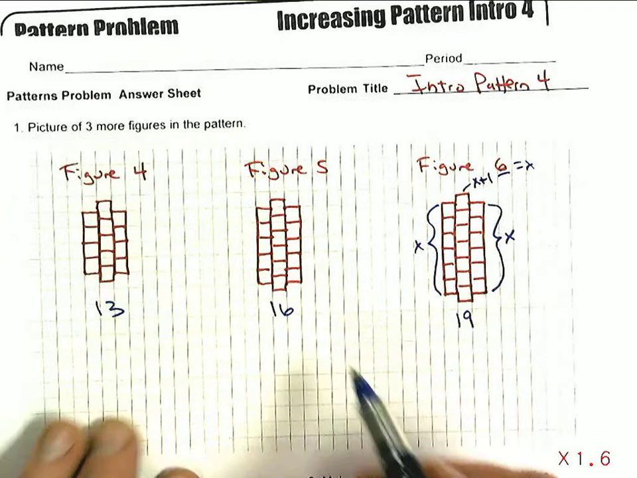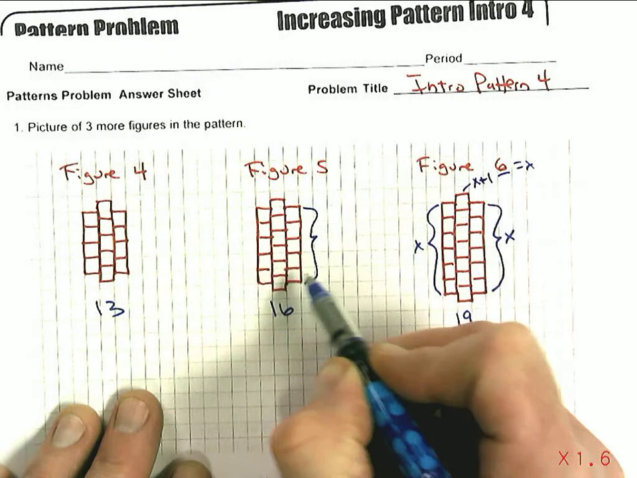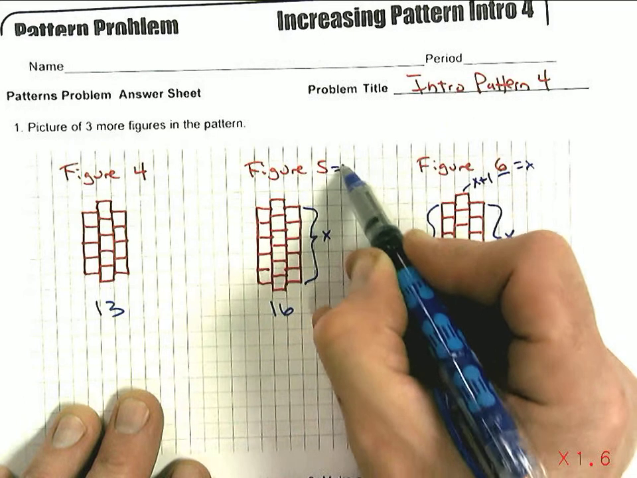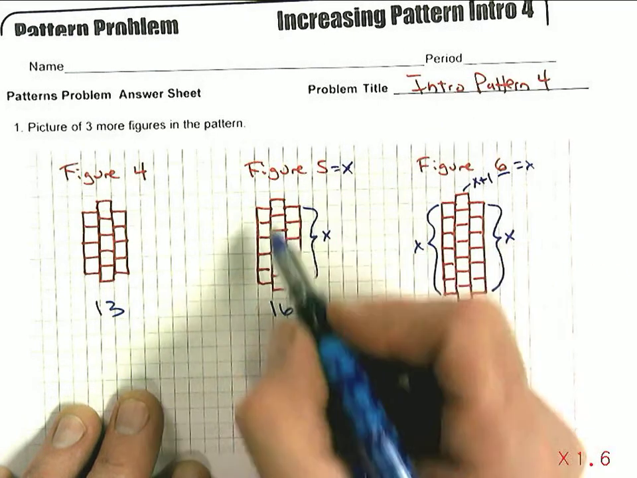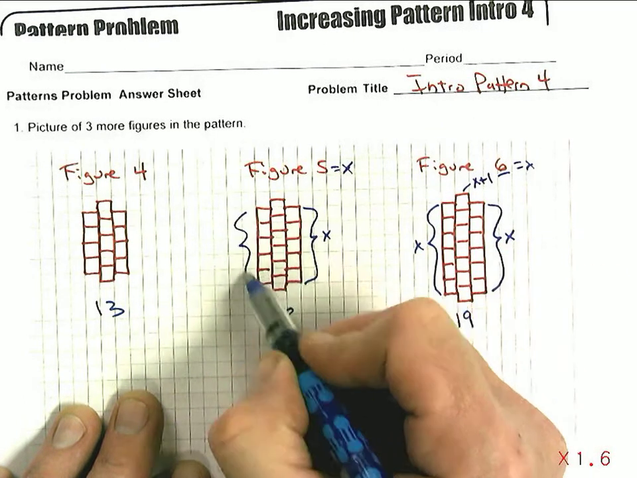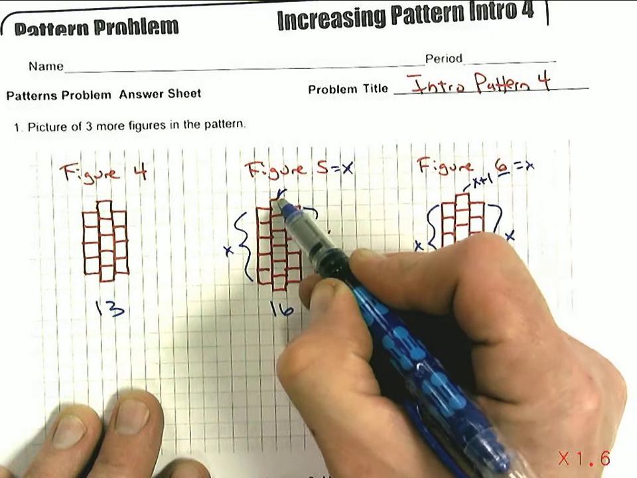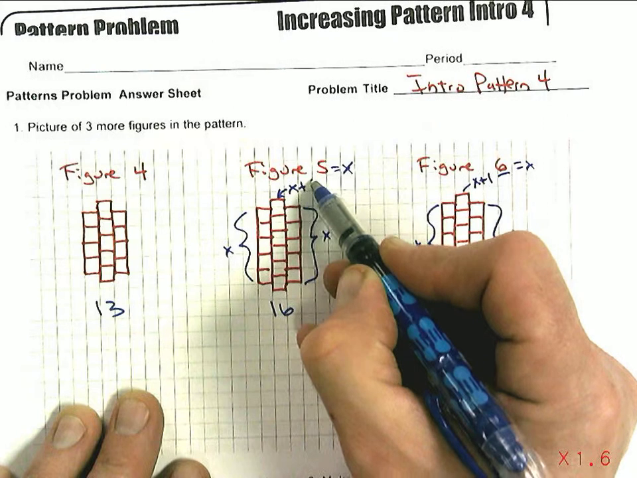So I can do the same thing here. There's 1, 2, 3, 4, 5. That's the same as the figure number in this case. And remember, x is represented as the figure number. 1, 2, 3, 4, 5. There's another x. And in the center, I have one more than the figure number, so x plus 1.